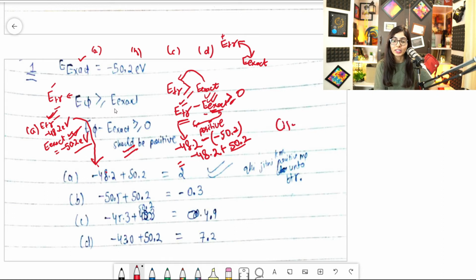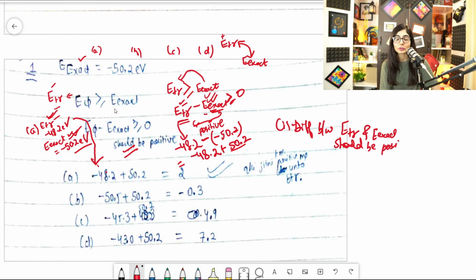The difference between E trial wave function and E exact should be positive. This is very important, guys, because now I'll take one example where you might be confused. So just stay here. The second thing is that the difference should be positive, and it should be minimum. So don't get confused between positive and minimum, right?